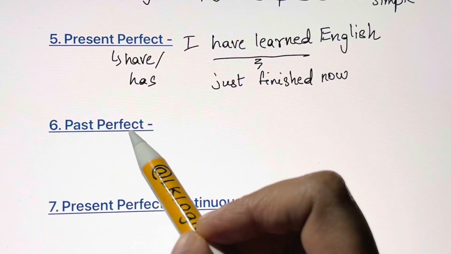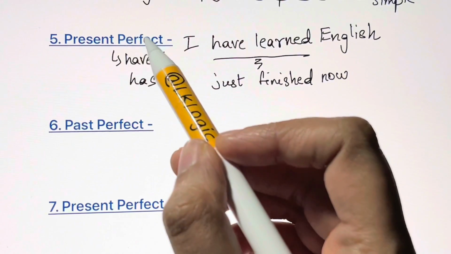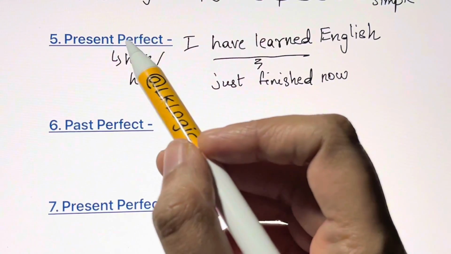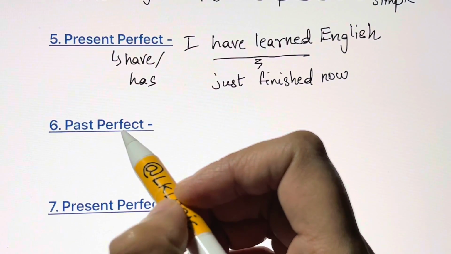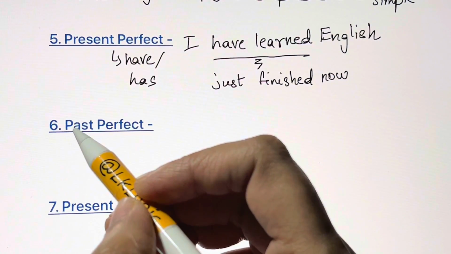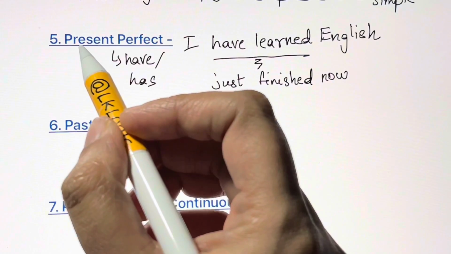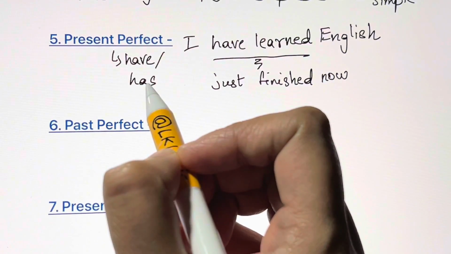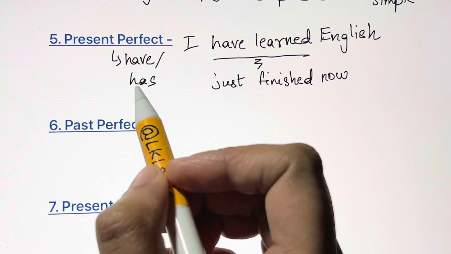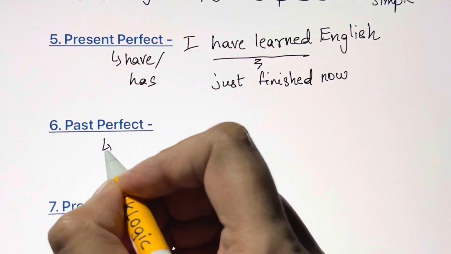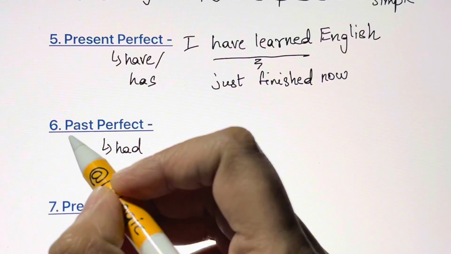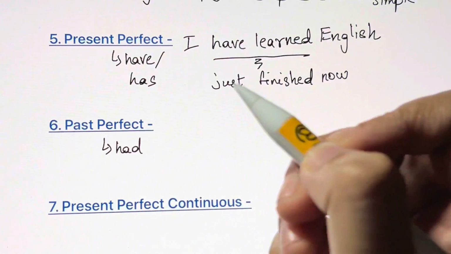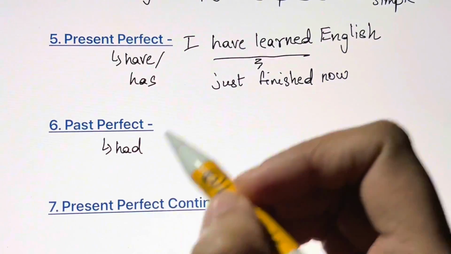What is past perfect? Here, as I told you, whenever you have perfect, you use have or has. Here also you will use have or has, but in past tense. Here it was present tense, so you used have or has in present tense. Now have or has in past tense is had. So have or has will become had in past tense. Now let's form our sentence.